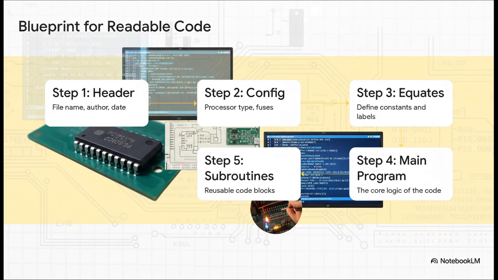You know, good programming isn't just about getting the code to work. It's about making it understandable later. A well-structured program is basically a gift to your future self. It all starts with a header: file name, author, date. Then you have the configurations for your specific chip, where you set up things like the clock speed. After that, you define any constants. Then you write the main program, the core logic. And finally, you can organize reusable chunks of code into things called subroutines. It's all about creating a clean, logical blueprint that you or someone else can actually follow.